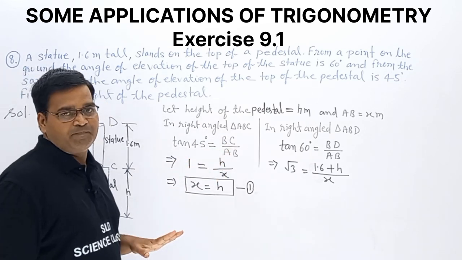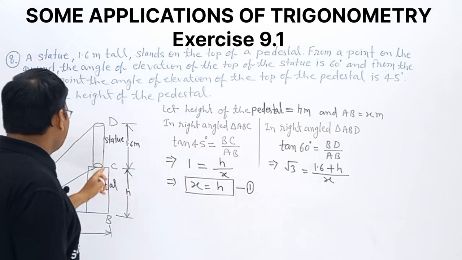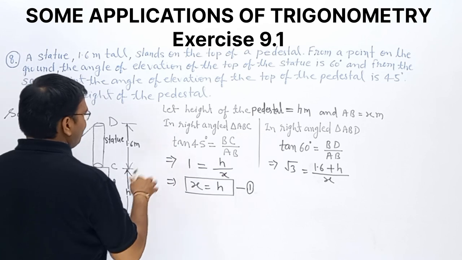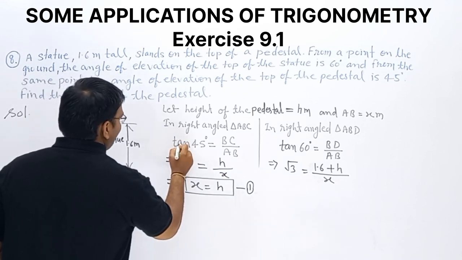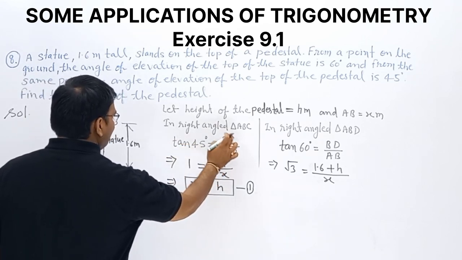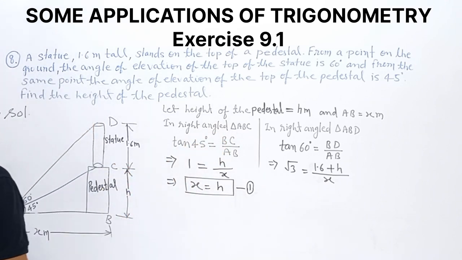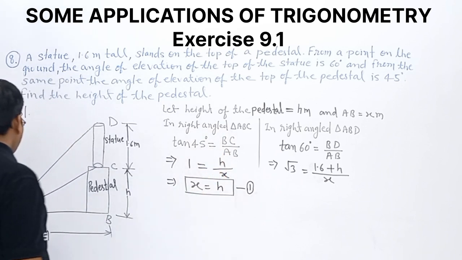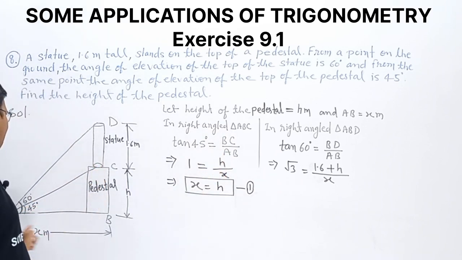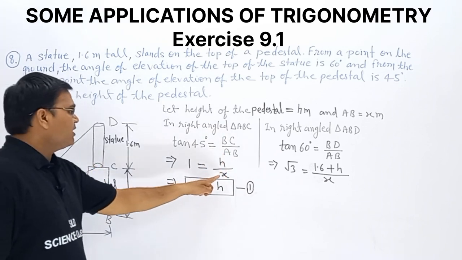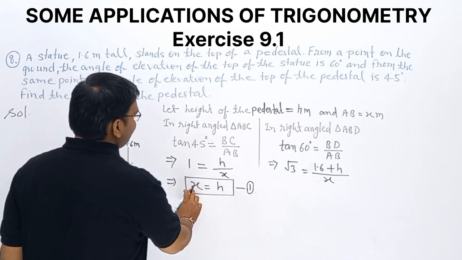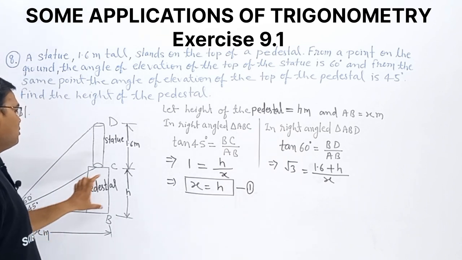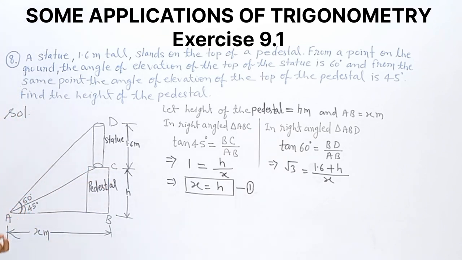So tangent 45 degree will be BC upon AB. Yes or no? BC is the perpendicular, and AB is the base. So tangent 45 degree will be P upon B, and P is BC, which we assumed as H. BC is H, and AB is the base for this right triangle ABC. So AB will be X. Once we solve, what are we getting? X equal to H meter. This value of X will be equal to H. Clear? This is the right triangle.